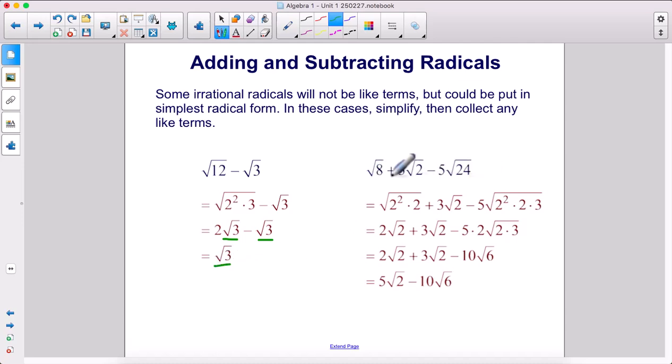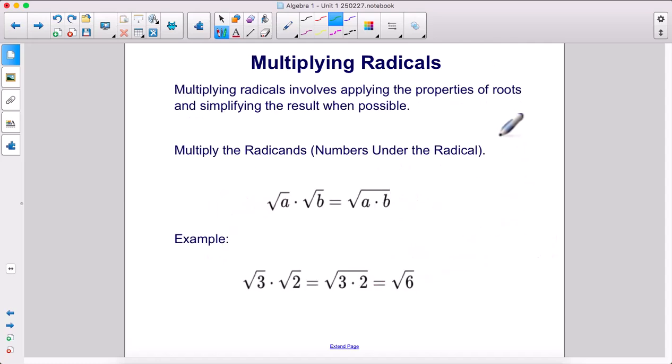Over here we can rewrite the square root of 8 as 2 times the square root of 2, which is like terms with 3 times the square root of 2. Over here we have the square root of 24, which can be rewritten as 10 times the square root of 6, which is not a like term. So we're going to add these coefficients and we get 5 times the square root of 2 minus 10 times the square root of 6.